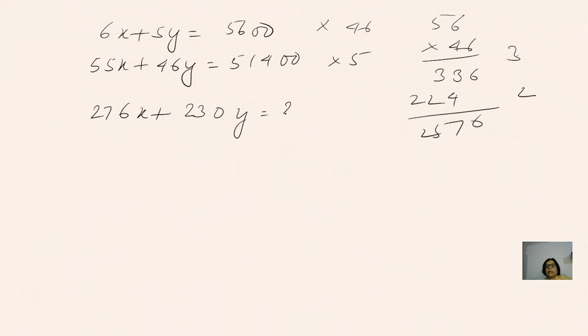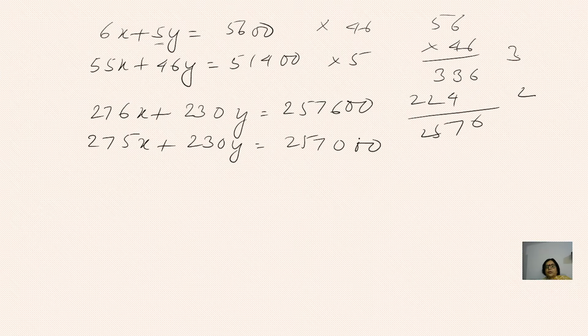So we get here 2576, and there were 2 zeros here, so put in the 2 zeros. And here I have multiplied this by 46, so I need to multiply the second equation by 5. So this becomes 5 fives are 25, 5 twos are 10, 27x plus 230y is equal to 5 fours are 20, carry over 2, 5 ones are 5, 7, 257 and the two zeros.